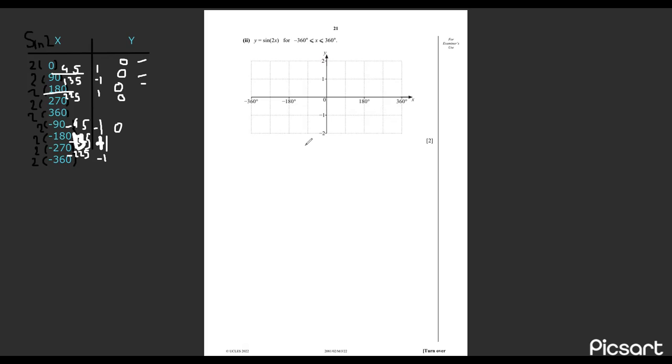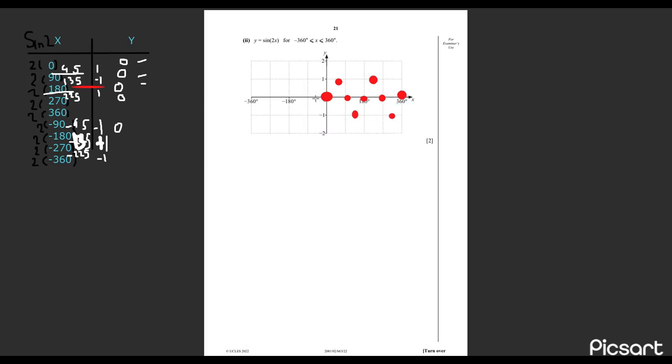So 0 will be 0 here, and 45, which is in the middle, equals 1, and 90 equals 0. Here 135 equals negative 1, 180 equals 0, and 225 equals 1, which is in between. Again 270 equals 0, and in between 270 and 360, here it will be equal to negative 1, and 360 will be equal to 0.